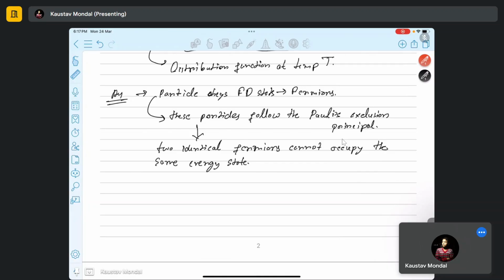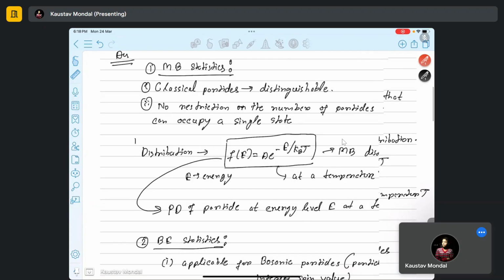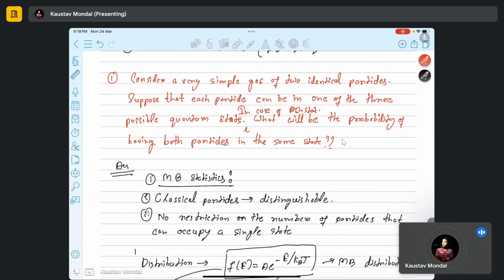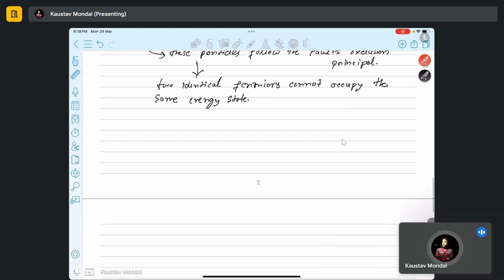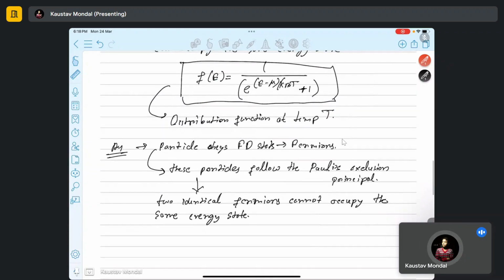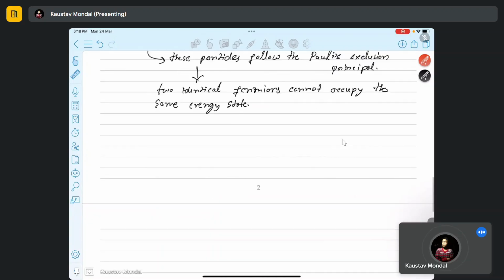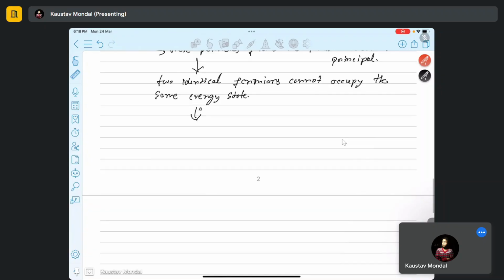So the question is what will be the probability of having both the particles in the same state. If not more than one particle is allowed in the same state, then for this problem the probability will simply be 0, right? Because this statistics doesn't allow this.